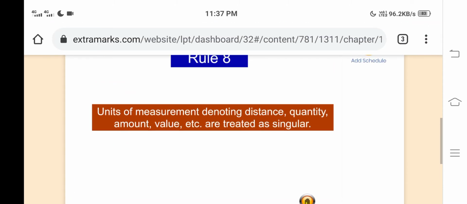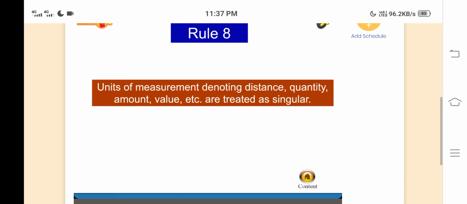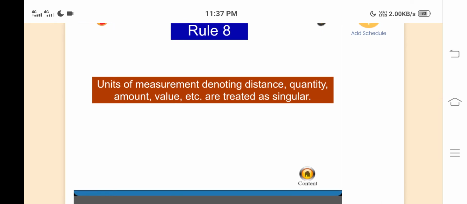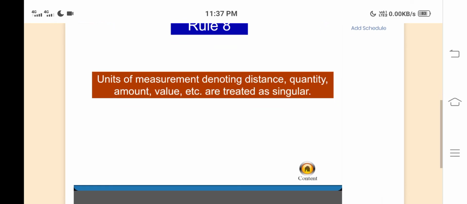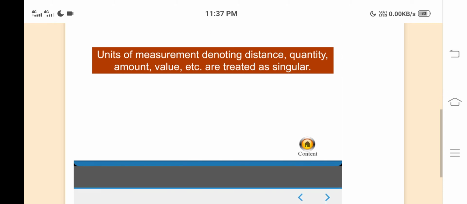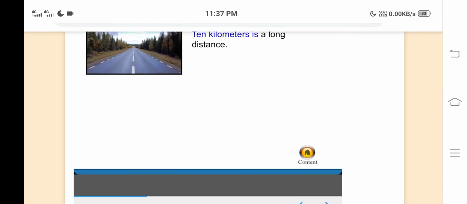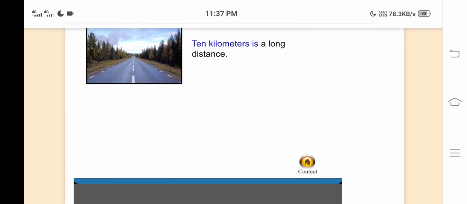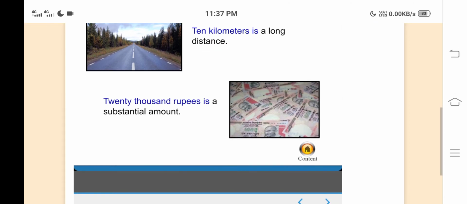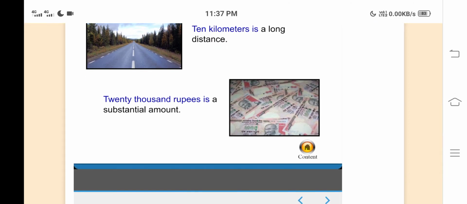Rule 8. Units of measurement denoting distance, quantity, amount, value, etc. are treated as singular. For example, 10 kilometers is a long distance. 20,000 rupees is a substantial amount.